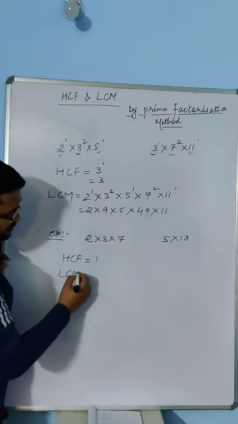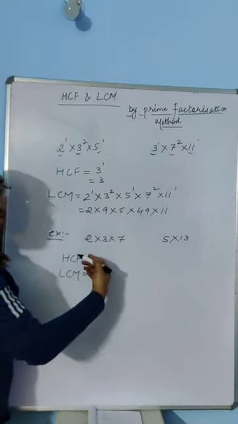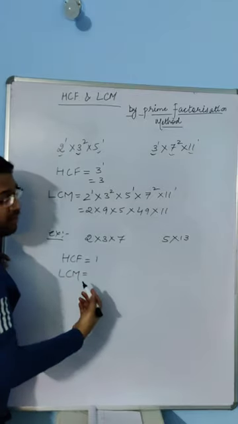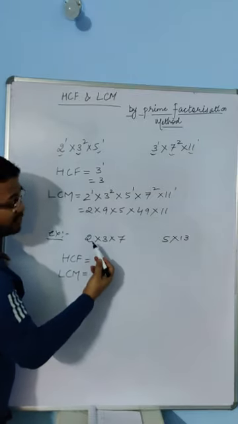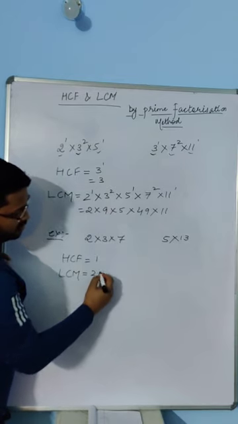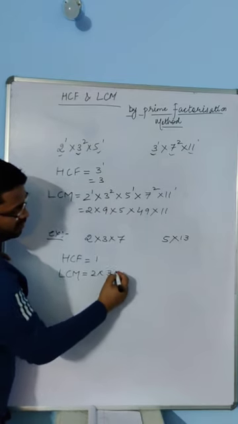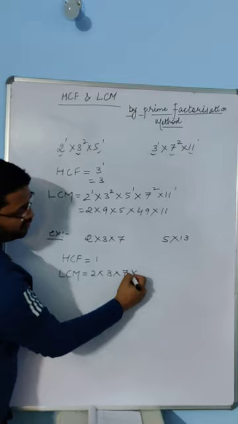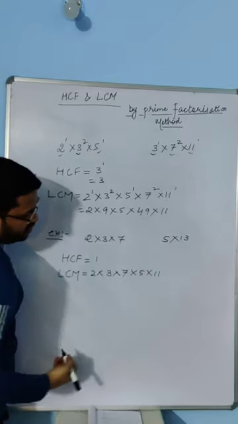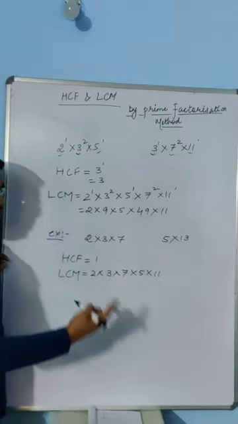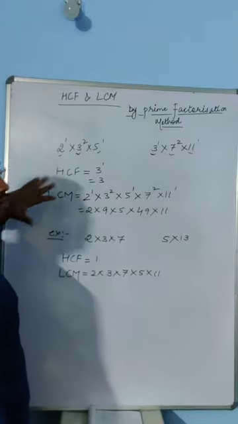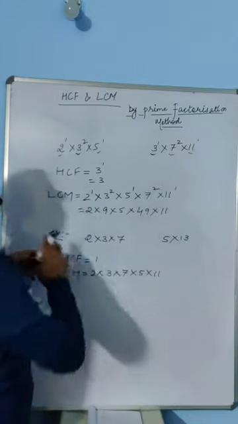Now to find LCM, you have to consider all the factors with their maximum power. So 2, what is the maximum power for 2? 1. So 2, 3, 7, the maximum power is 1 for all. So we will be considering all. Multiply this, you are going to get your LCM. So now we'll move to the other problem.